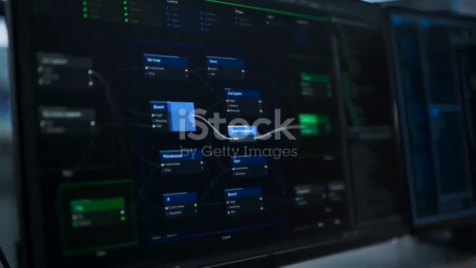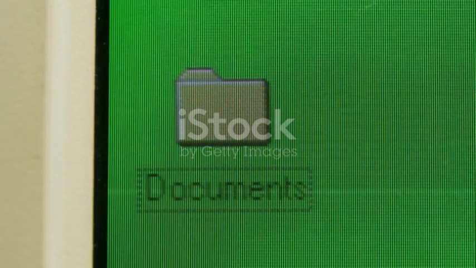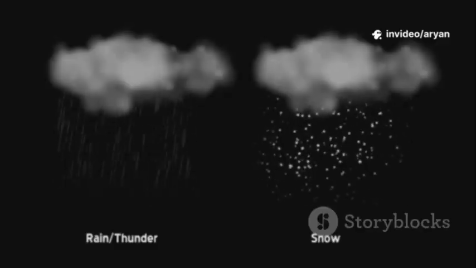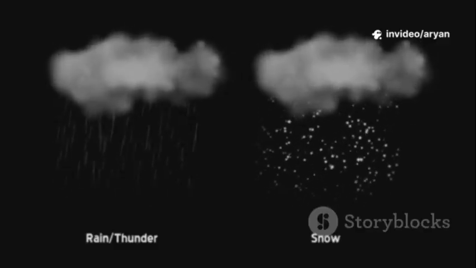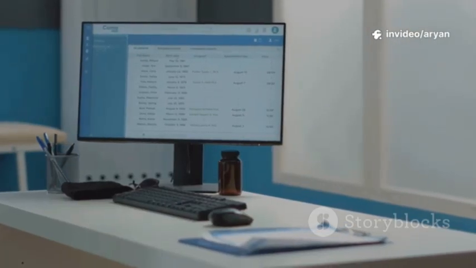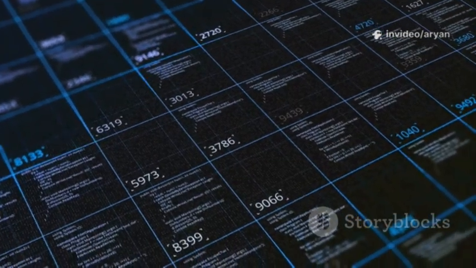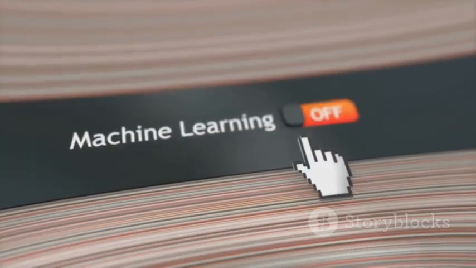Let's try a simple experiment in Weka. First, click Open File and pick a sample dataset, like weather.nominal.arff that comes with Weka. You'll see rows and columns. These are your data points and features. Now, let's clean and transform the data.